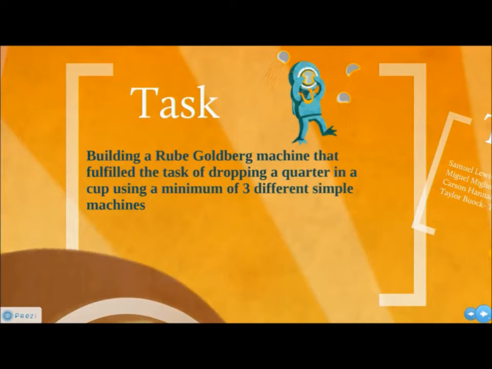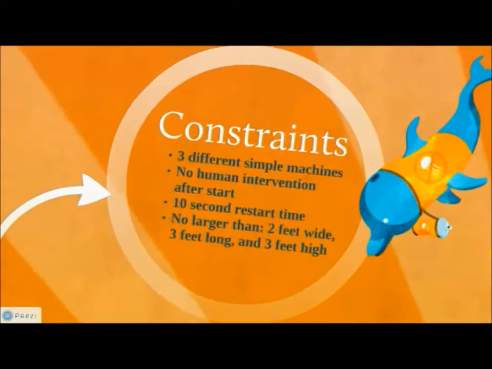Our main objective was to find a way to drop a quarter in a cup using 3 or more different simple machines to make one elaborate machine. The machine had to have at least 3 different simple machines. Once the machine started, it had to be able to run with no human intervention, and a new run needed to start within 10 seconds of the last one. Also, the machine couldn't be longer than 2 feet wide, 3 feet long, and 3 feet high.